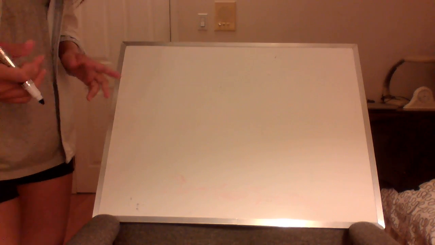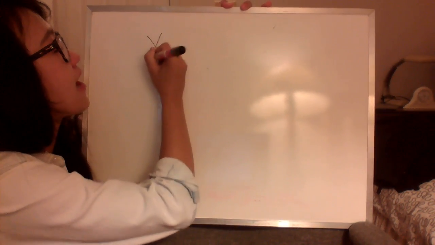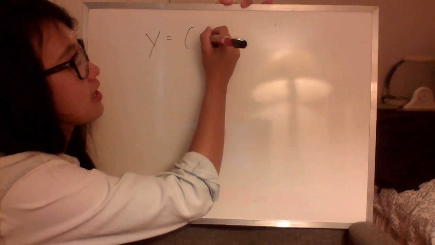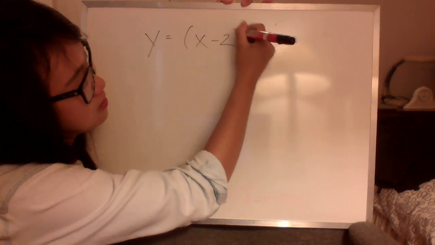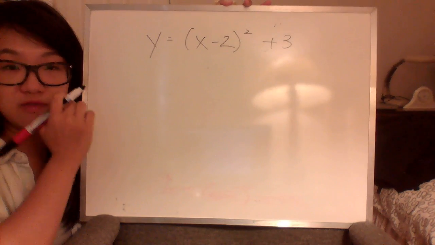We are going to transform an original function, and this function is not a simple function such as y is equal to x squared, which would just give you a parabola. Instead, this function looks like this: y is equal to (x minus 2) squared plus 3. Note, this is our original function, right?